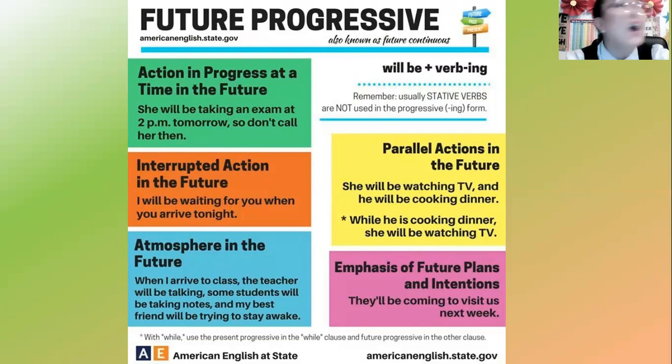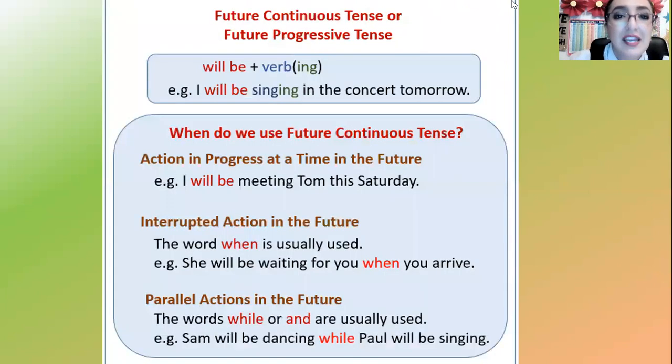I cannot tell you future progressive is only for this. The structure, as you can see, is super, super easy. Future continuous tense is going to be the same: will be plus ing. I will be singing in the concert tomorrow. Something that is going to be happening at a specific time.